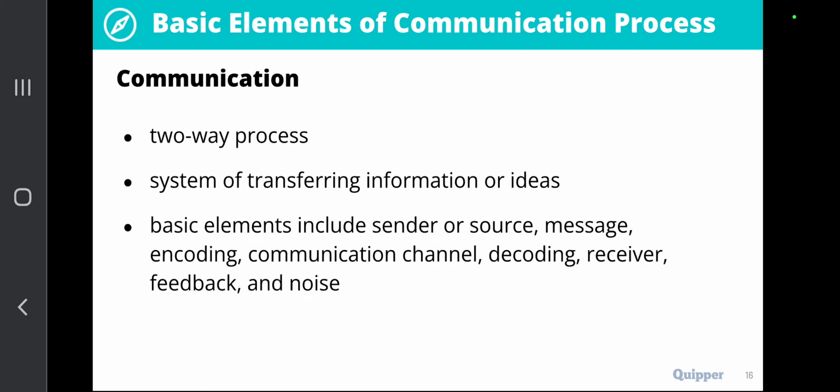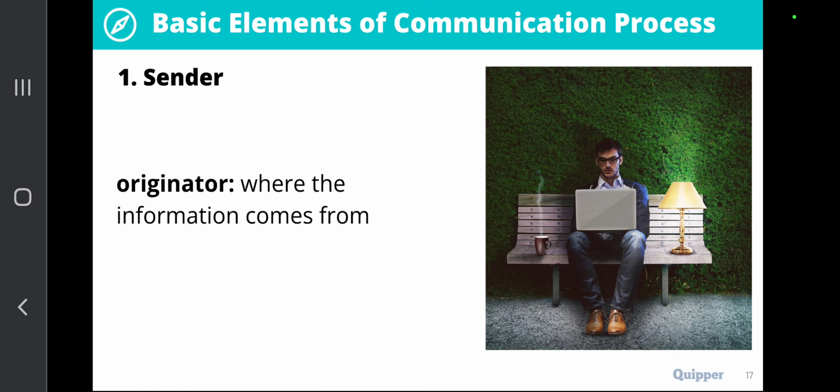Now, isa-isahin natin. Let's go one by one and discuss what are these basic elements of the communication process. First, we have the sender or the originator. When we say sender, class, that is where the information comes from. Sir, does that also mean that information should always come from a person of origin or the point of origin? Yes. Just like what we have been talking about, the sender is the one who gives the message, where the message comes from and originates from, or where the information originates from.